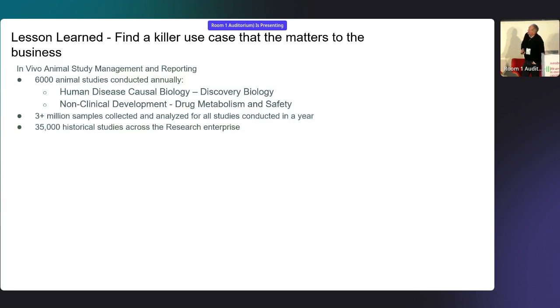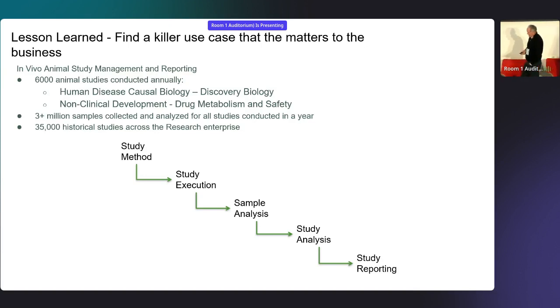Another useful lesson in the early days of integration was to find the killer use case. And in our case, it was a matter of timing, where we were putting in a new animal study management tool. So this in vivo tool was being proposed to help manage the 6,000 animal studies across the research enterprise. It's a very complex set of processes. It's easy at the beginning, the study method and execution parts.